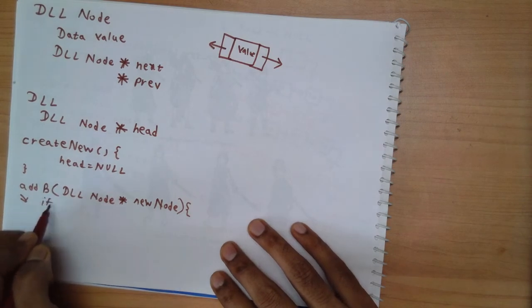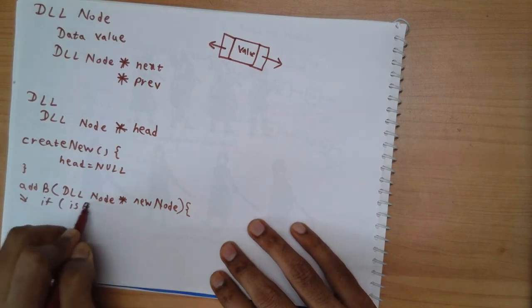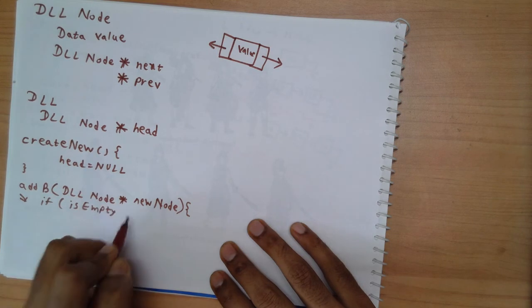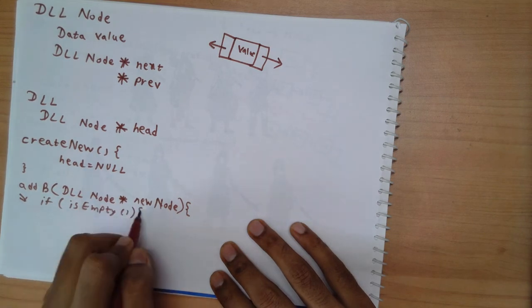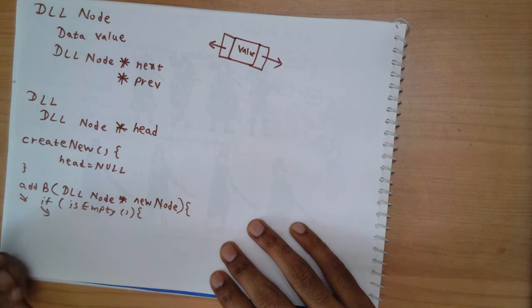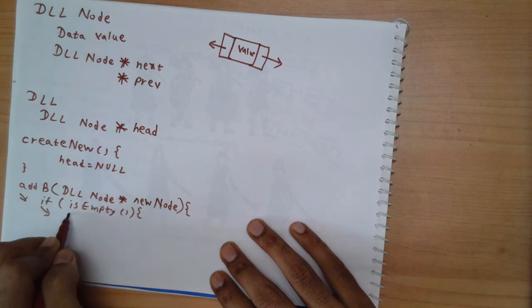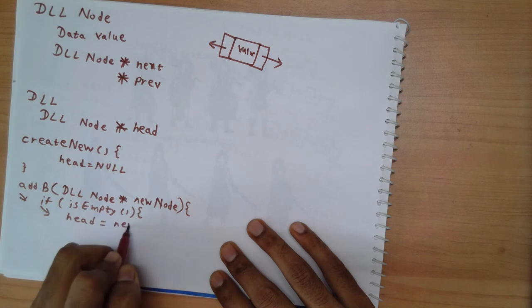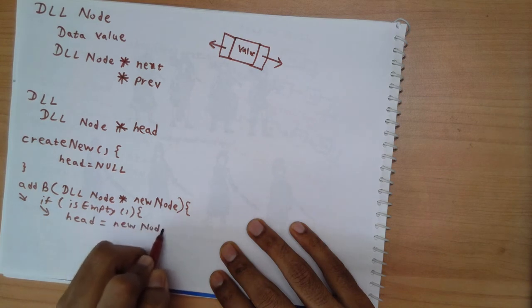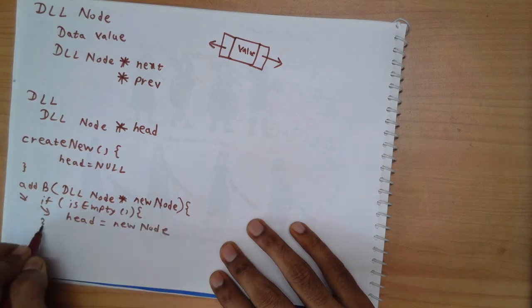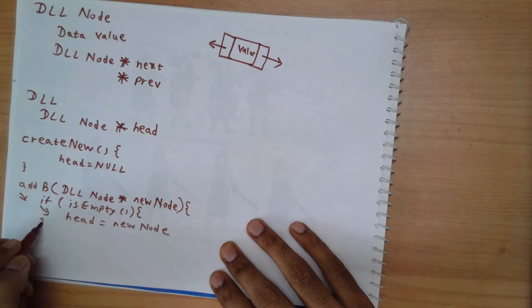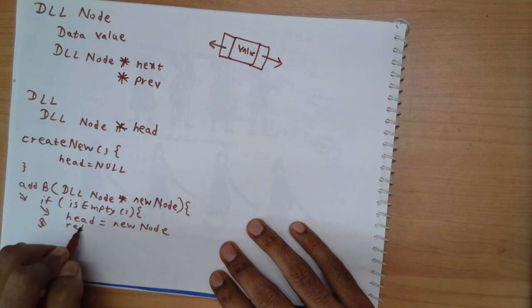If it's empty is true, in that case what we have to do is simple. We will say that our head is equal to the new node, and then we are done. Then we can just return from here. Let me add the return statement here.